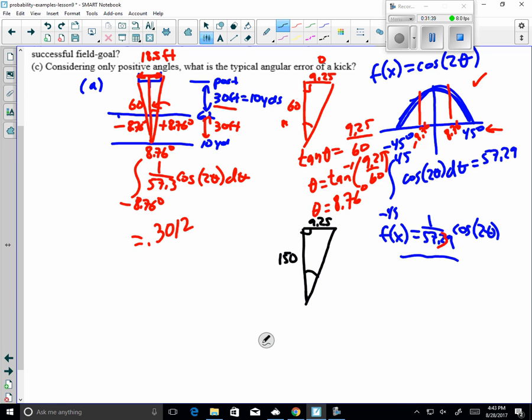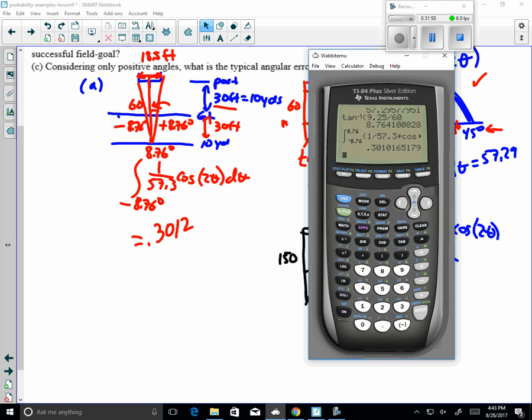Okay, so this second angle will now be the inverse tangent of 9.25 divided by, this time, 150 feet. So if we do that in the calculator, inverse tangent of 9.25 divided by 150, that turns out to be 3.5, let's round it to 3.53 degrees.